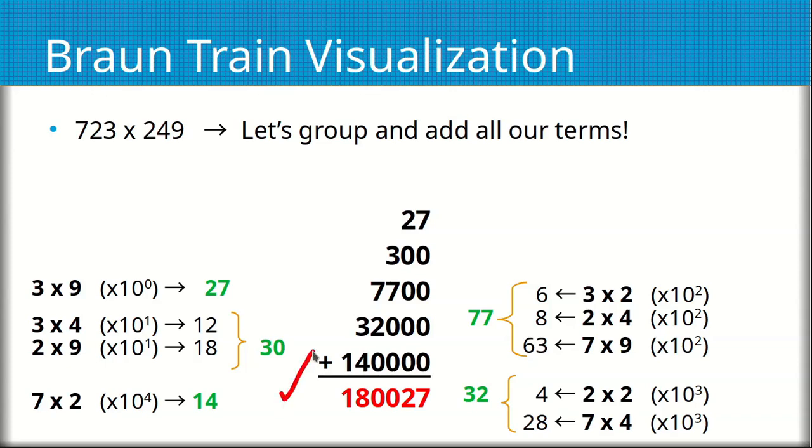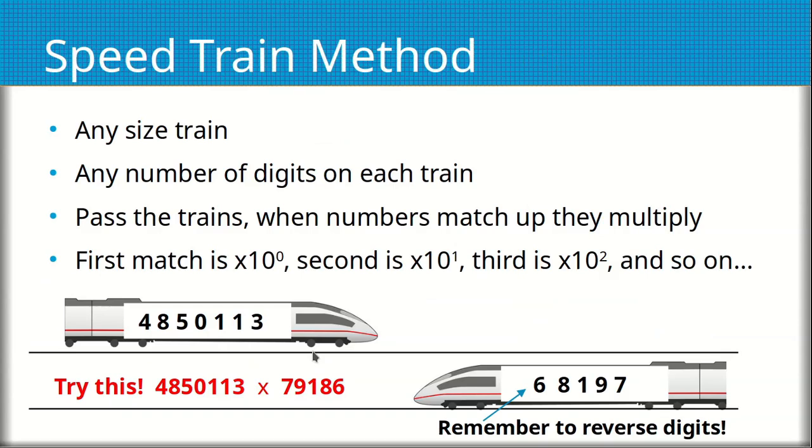Okay? That's it. Now you can do this train method, I call it the speed train, the Braun speed train method, with pretty much any number of digits. And it's easy to keep track of what you're multiplying because it's really just when they line up. If they don't line up, you ignore them. If they line up, you multiply and add all of the simple multiplications. And later, when you add them up to get the final result, you'll see it's quite easy.